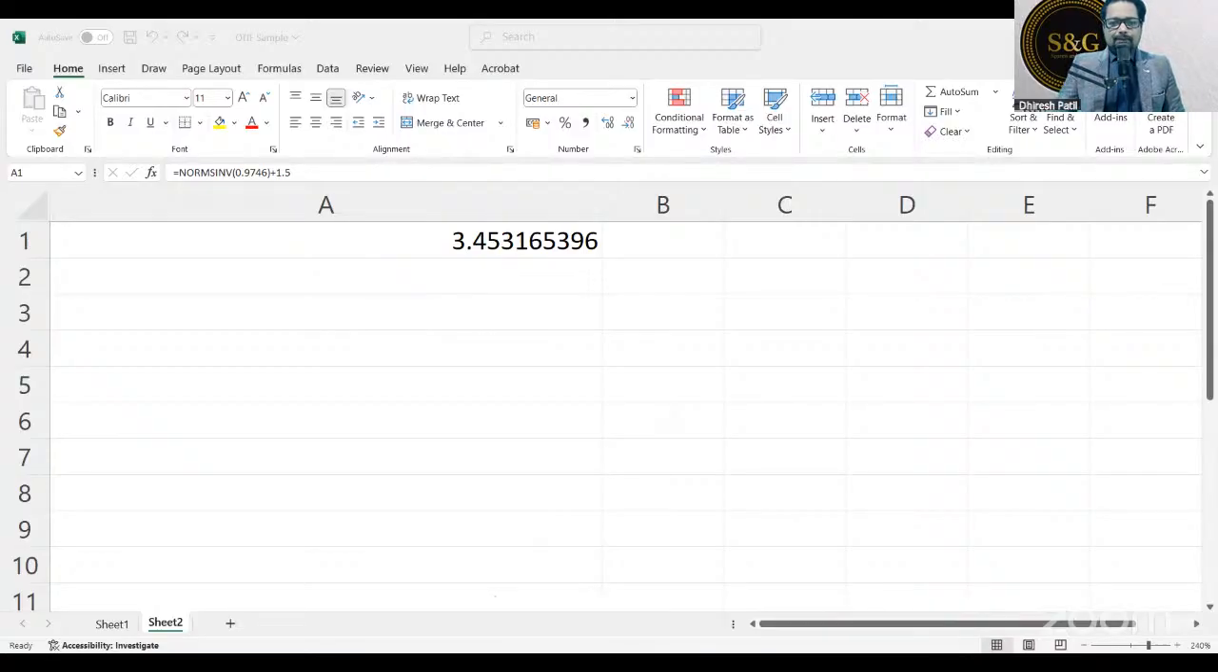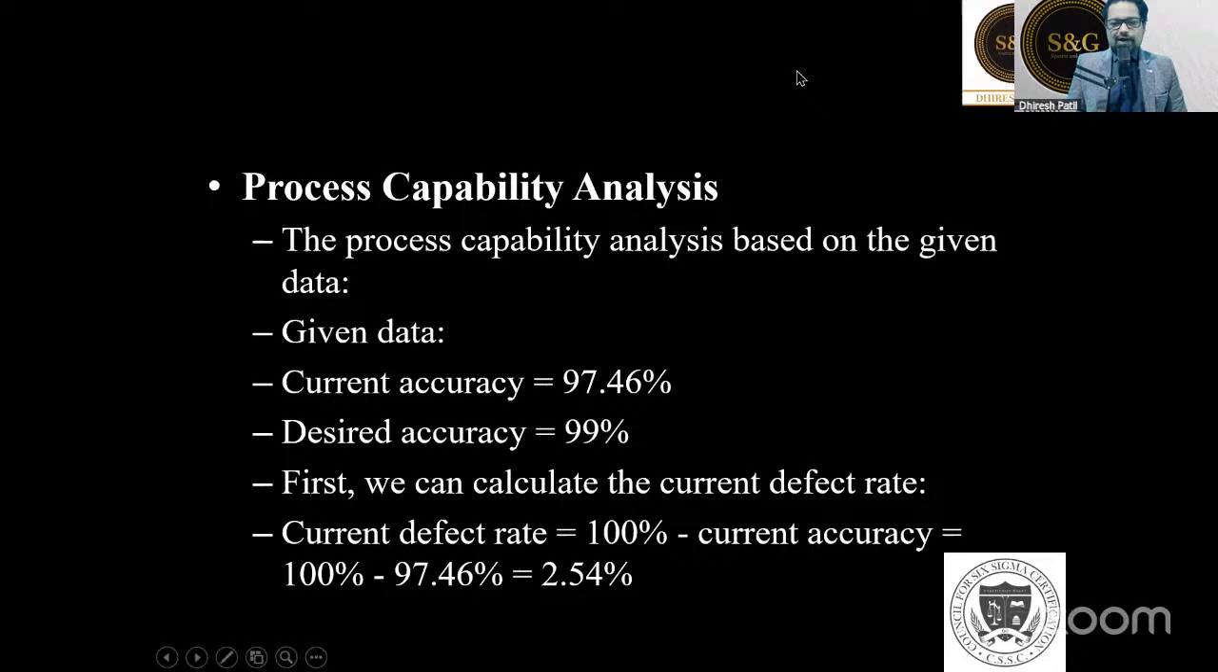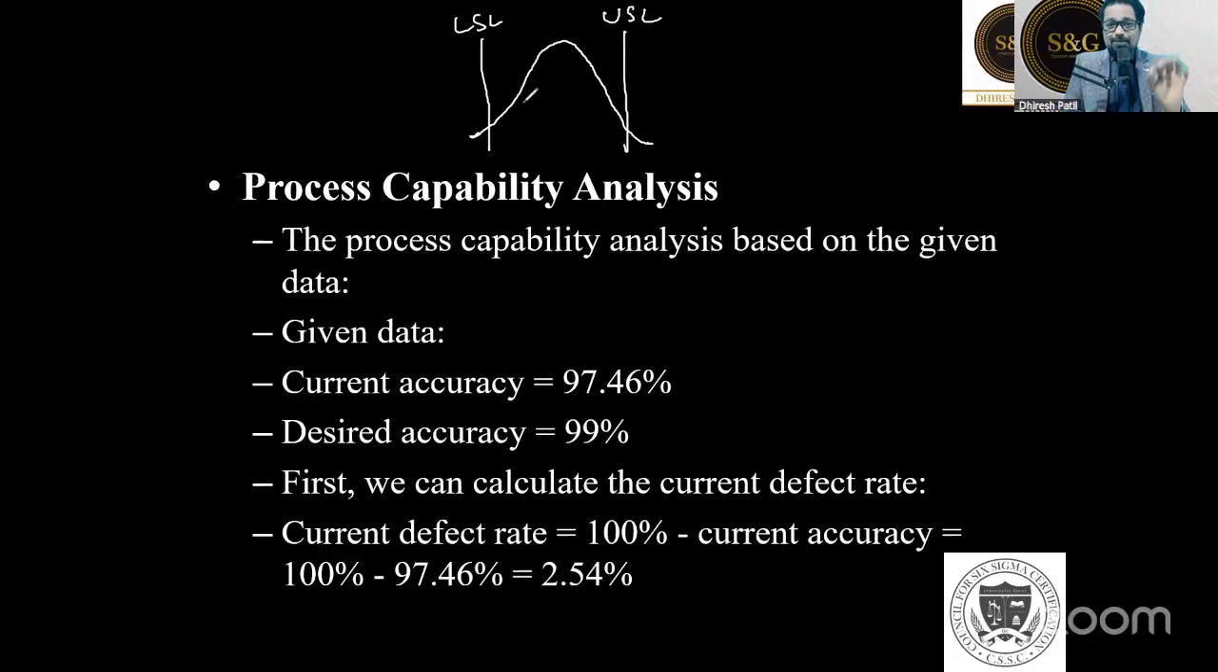Let me repeat one more time. Just listen to me very carefully. Okay, just try to understand this. So what is yield? If this is a process and this is LSL and this is USL, whatever is in between is called yield. Whatever is outside is called rejection or defect, right?